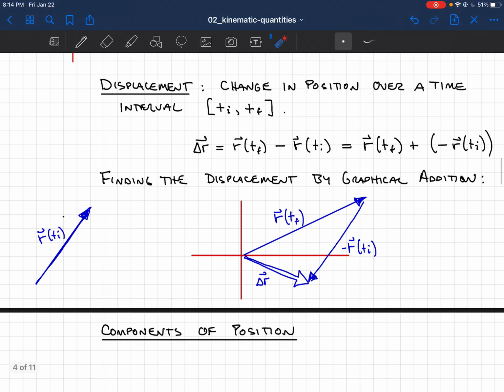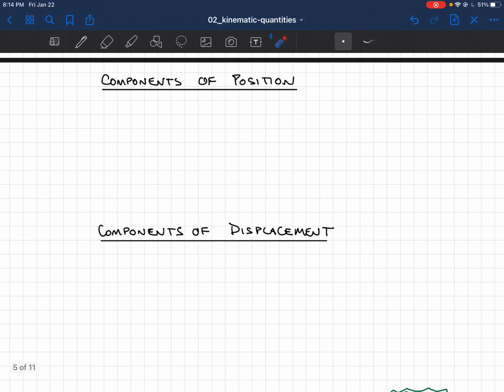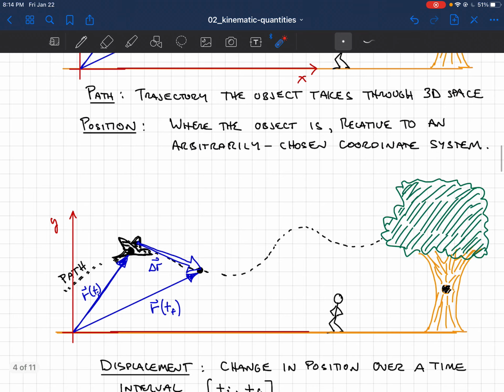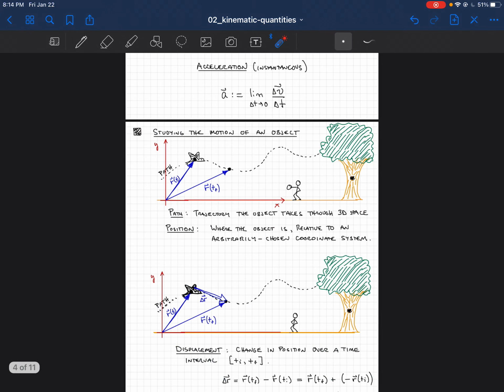Okay, so that's our displacement. Let's look for a moment at the components of the position. So let's copy this one over again.